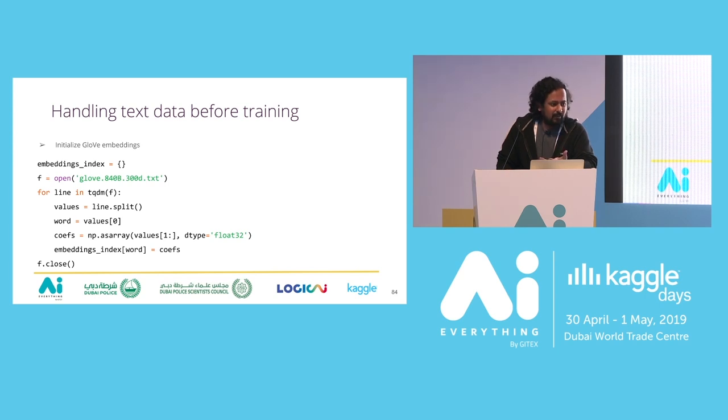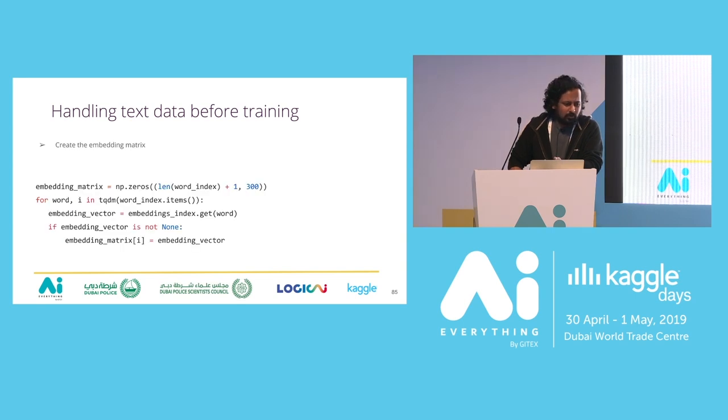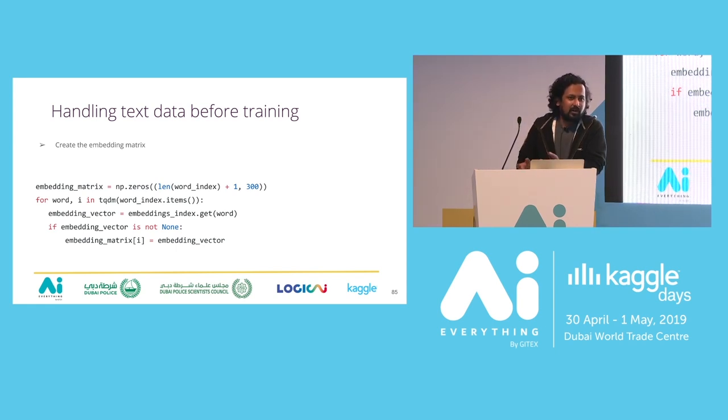So the next step is just loading the embedding itself. It's just a file, so you load it into a dictionary. Every word has a vector, and it's a dictionary, that's it. Then we can create the embedding matrix, which is always the number of words you have times the size of the embeddings. For every word in the index, you can get a vector. If it's not none, you put it in the embedding matrix. If it's none, just ignore it. Or you can stem the word, or spell correct the word, and you will find more words.